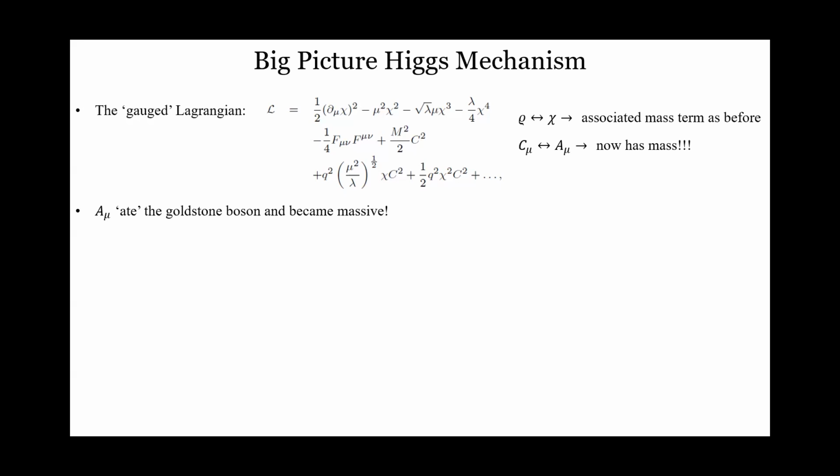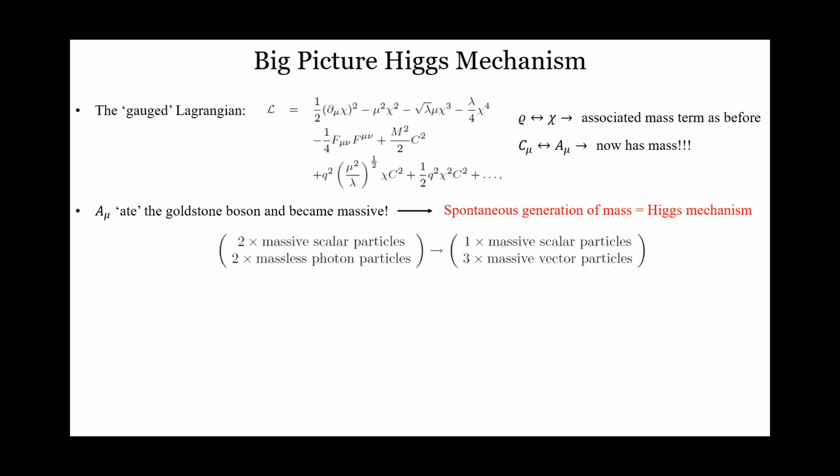Okay, next. So this is spontaneous generation of mass. Very briefly, that's just the Higgs mechanism. It involves a lot more calculation, but I hope you get the big picture.